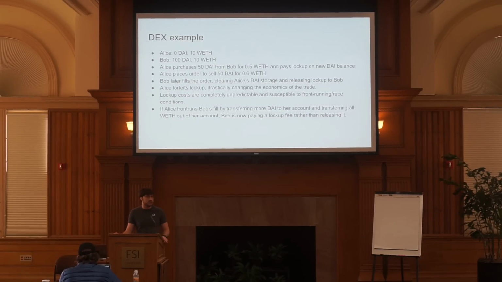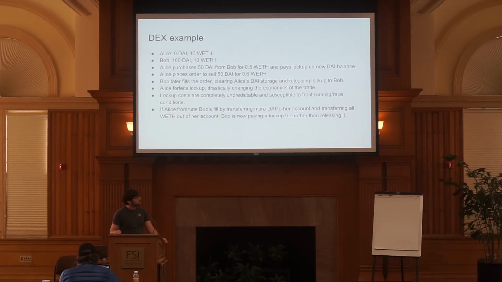So she places an order to sell the DAI, and Bob comes in and fills that order. And now this will completely get rid of Alice's DAI balance and release a storage slot and release the lockup to Bob. So even though Alice originally placed the lockup, Bob is now receiving the release of that lockup. So this drastically changes the economics of the trades. Now there's a much larger incentive to only fill orders rather than placing orders. And it's also susceptible to front-running and race conditions.